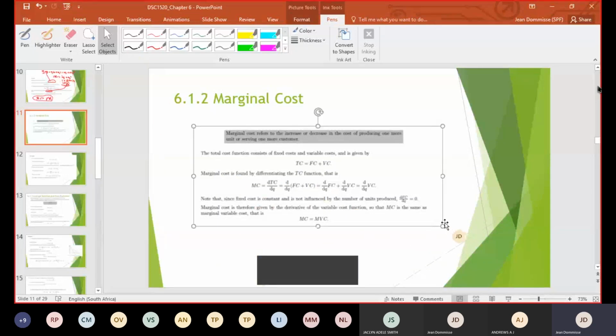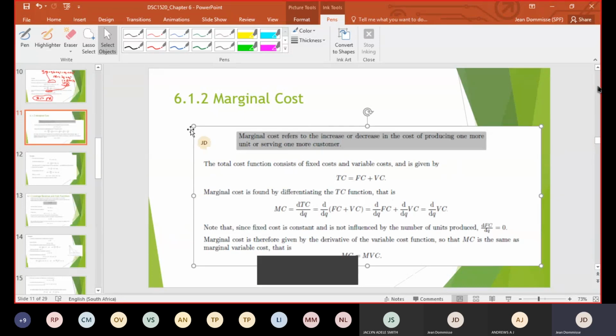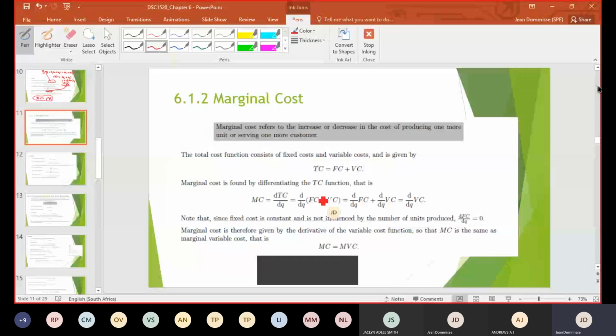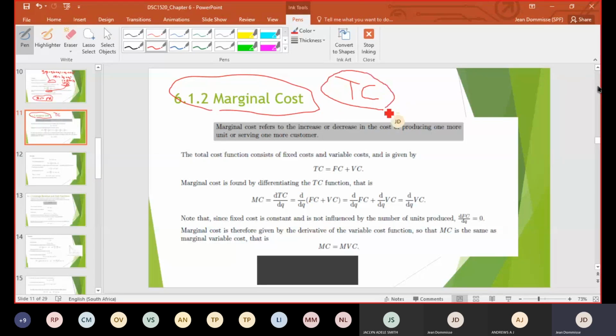So first, let's make this a bit bigger so that we can just look at it as we go along. So again, to get to marginal cost, it will be the derivative of total cost. So I think that already is where we need to remember the link. And total cost is normally fixed cost plus variable cost. Okay, and you'll see here as well, that is normally how we do it.